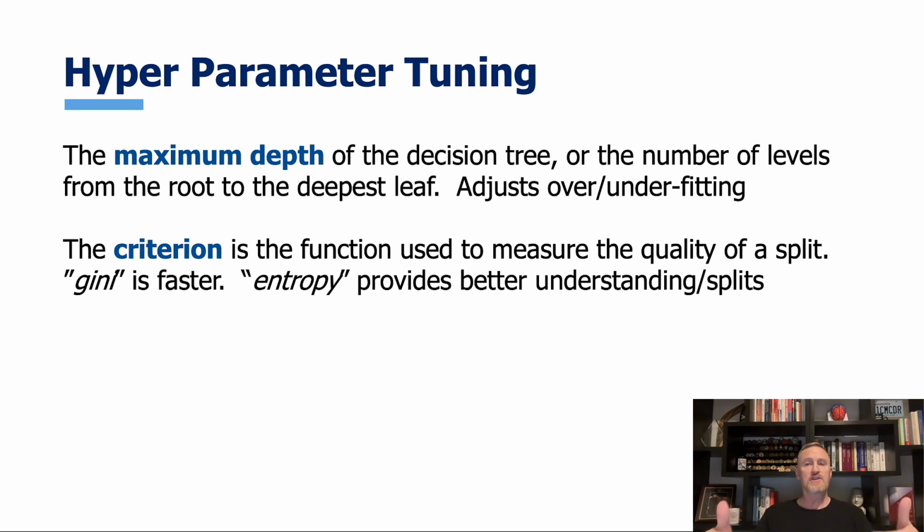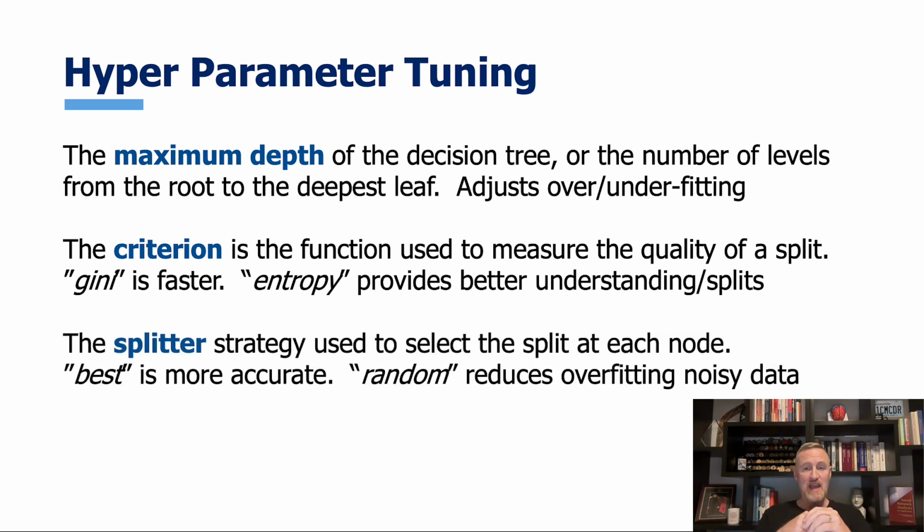Criterion. This is the function used to measure the quality of a split. So when you're building a decision tree, what's the threshold of going left or right on the branch, right? You have a function that is telling you which way to go. And so the two most common are Gini and entropy, and we're not going to go into depth on those, but the Gini is faster, and entropy is going to provide a better understanding of splits. So typically they're about the same, and so we might go with the Gini as a faster method. But if we don't like our performance, we might try entropy, but it's going to take a little longer to train, depending on how big our data set is.